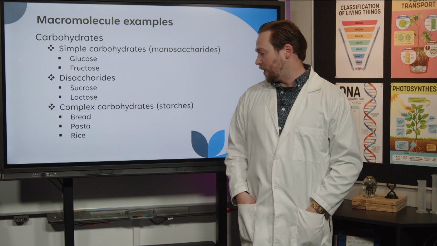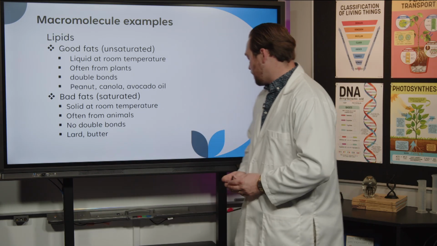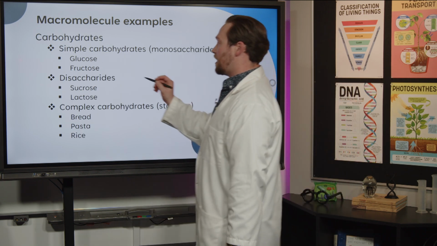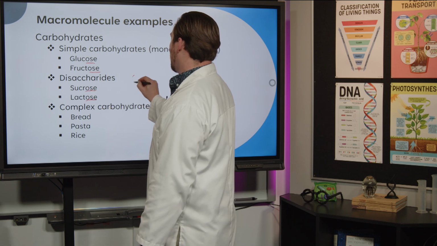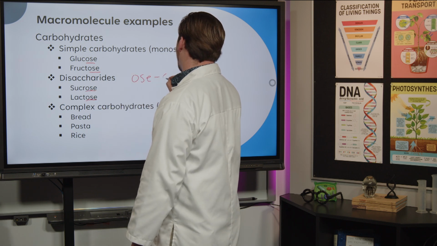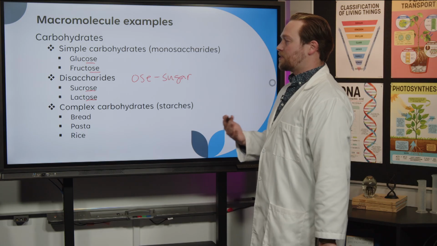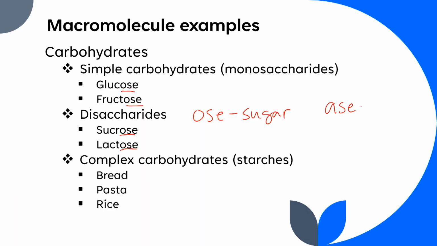One thing I wanted to point out really quickly here is that most of these sugars have the same ending. You'll see almost all of these sugars end in OSE. And so OSE is telling you that whatever you're looking at is a sugar, okay? On the flip side of that, if you ever see a word that ends like this, ASE, it's often a protein or an enzyme, okay?